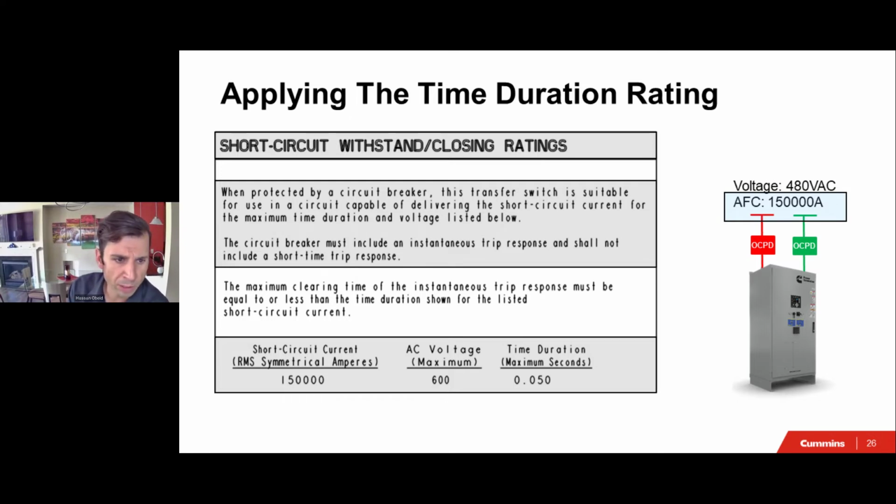Applying the time duration here, the time duration is listed as its maximum. So it's the maximum short circuit, 150,000 amps, at the maximum voltage for the maximum duration. What does that mean? That means this transfer switch can withstand 150,000 amps at up to 600 volts for a maximum duration of 0.05 seconds. For the entire duration, which at 60 hertz is 3 cycles, it's 150,000 amps.